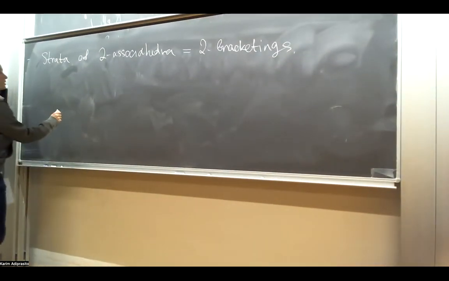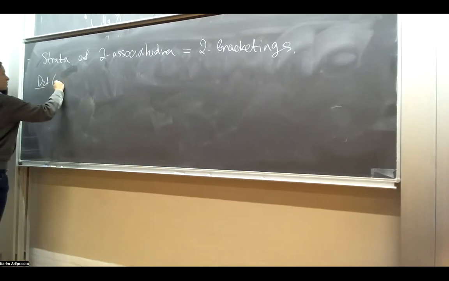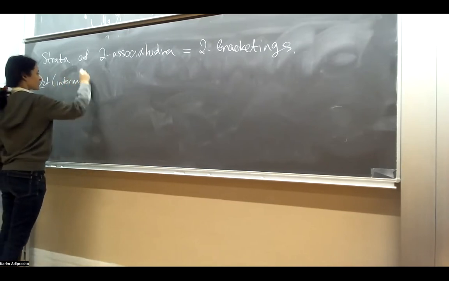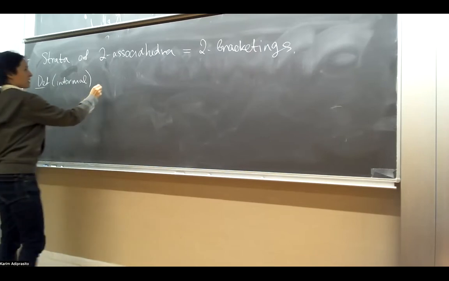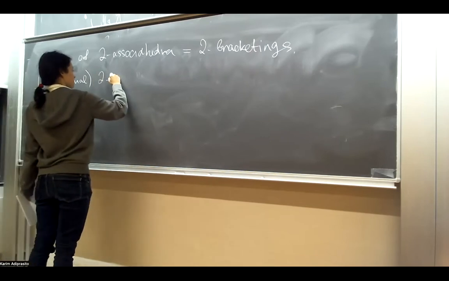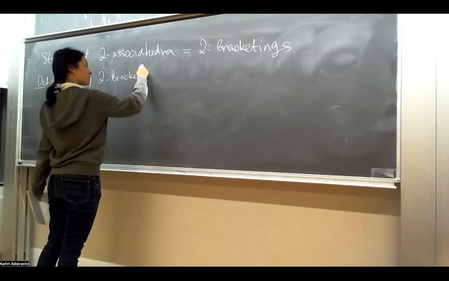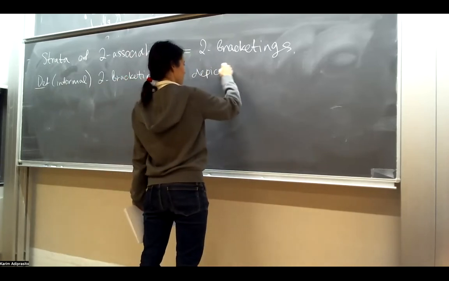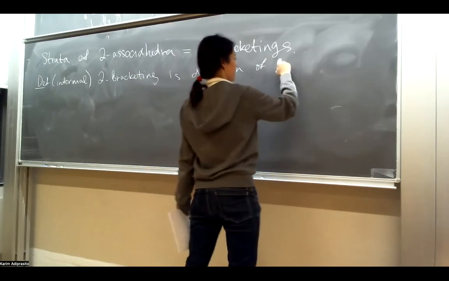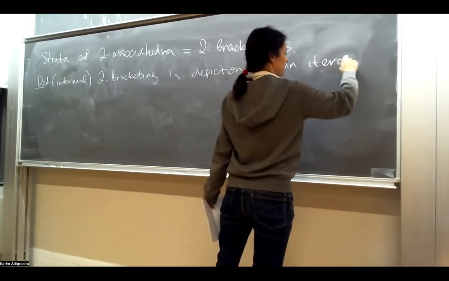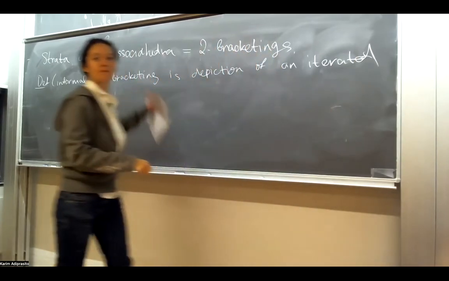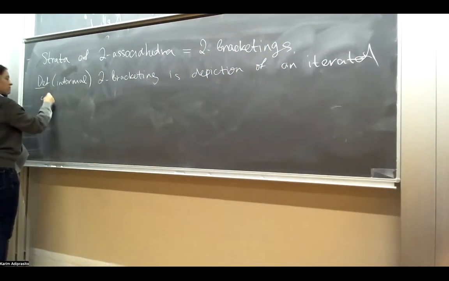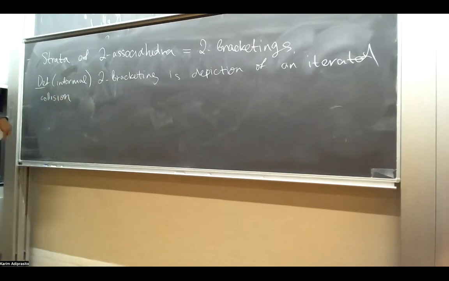Let me first write an informal definition. Informal: a two bracketing is a depiction of an iterated collision of the arrangement of points on lines.